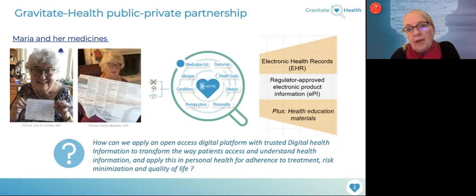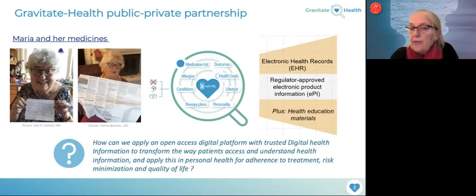Maria is a typical older person with a lot of medications, quite a sophisticated treatment regime. In fact, Maria has 12 prescribed medications that she takes during the day, and she also has 1 or 2 over-the-counter medications. You can see her here in the pictures. The first picture shows where she holds up her paper-based medication list that gives her an overview of the medication that she's been prescribed and that she's taking.